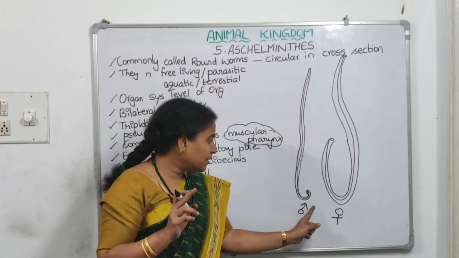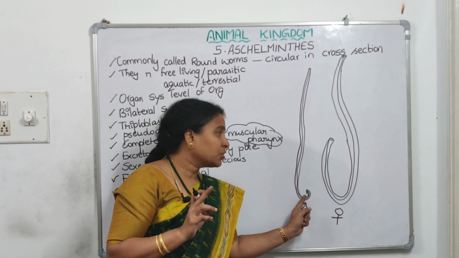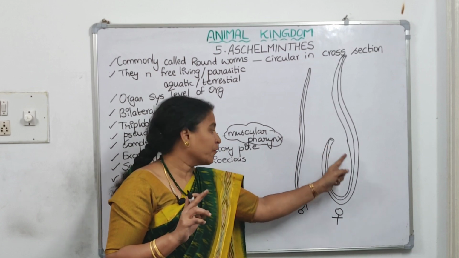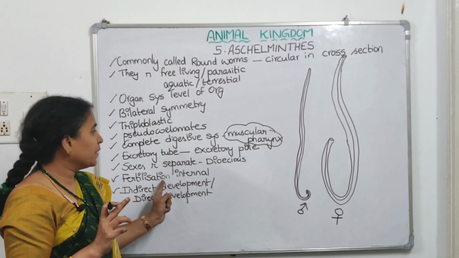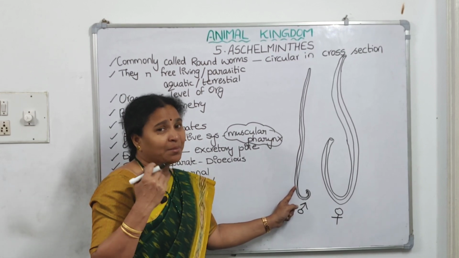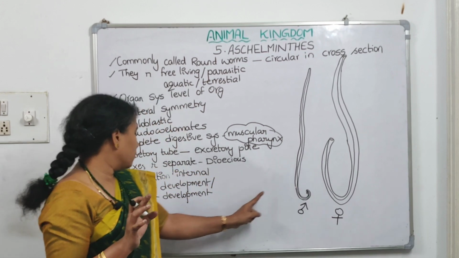The male's posterior end is curved and it bears copulatory spicules. Female's posterior end is blunt. So these are the differences. So we say sexual dimorphism is seen. Then next one, fertilization inside the body only, internal fertilization. Development can be direct or indirect. Ascaris shows indirect development only.